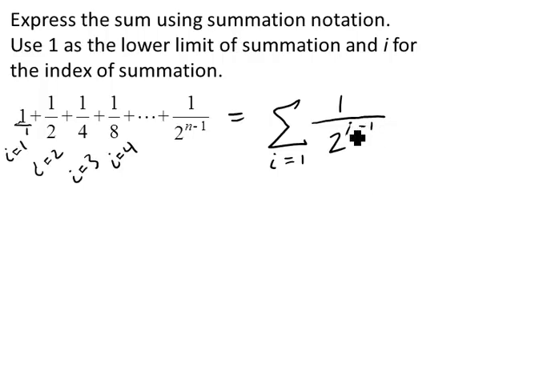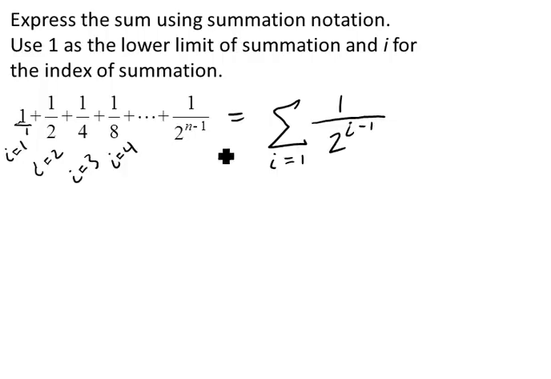That way when I plug a 1 in for I, I get 1 minus 1 is 0, and 2 to the 0 power is 1. When I plug a 2 in for I, I get 2 minus 1 is 1, and 2 to the first power is 2. When I plug a 3 in for I, 3 minus 1 is 2, and 2 squared is 4. And when I plug a 4 in for I, I get 4 minus 1 is 3, and 2 to the third is 8.